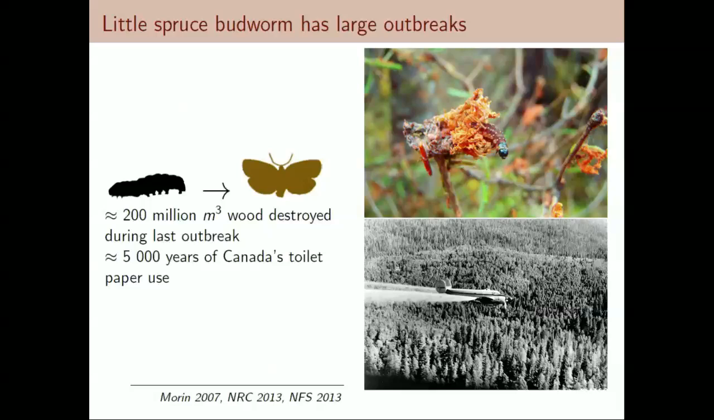And this is why there are many different ways to try and stop it. So for example, in the 50s, when the outbreak was happening, they sprayed DDT.